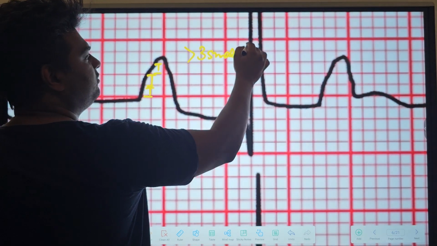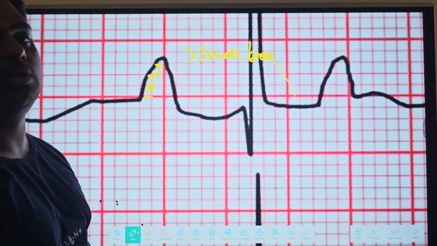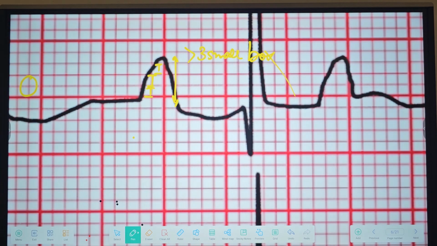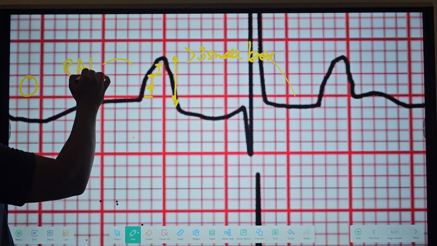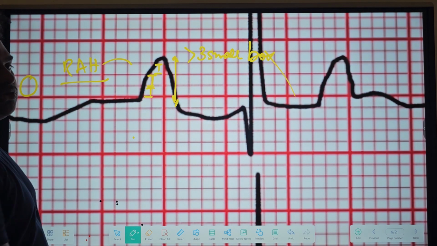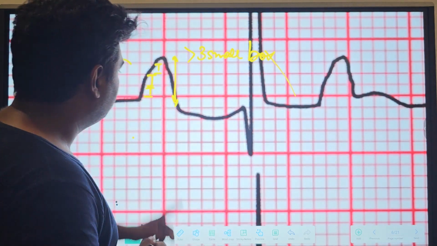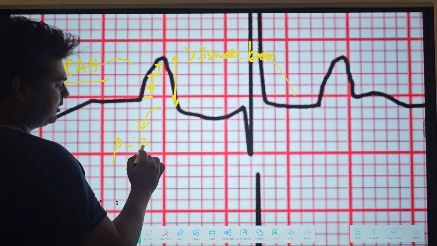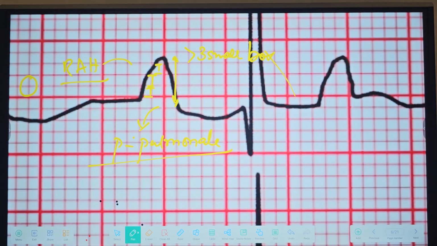And what we have read is that whenever the P wave is more than 2.5 small boxes in amplitude, this is the amplitude or height, then we say it is right atrial hypertrophy. So this is a case of right atrial hypertrophy, and the most common cause associated with it is pulmonary artery hypertension. And therefore, what will this P wave be called? This P wave will be called P pulmonale.